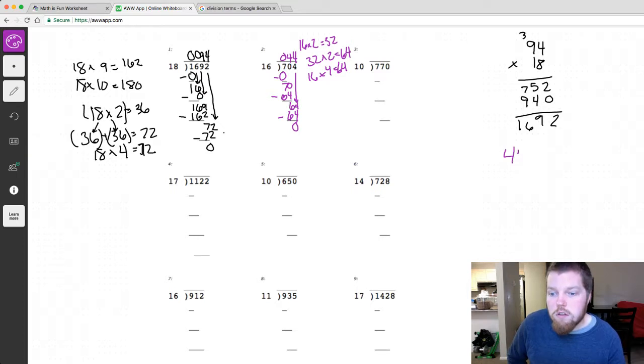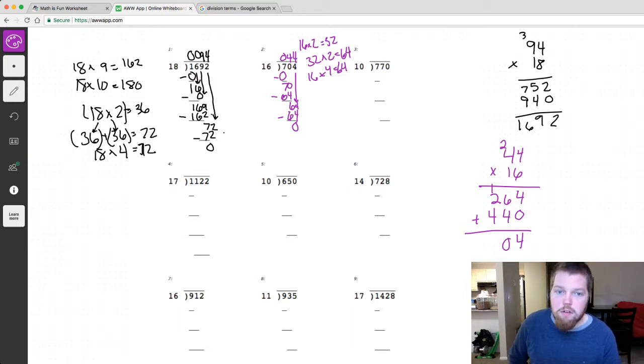Now the check: 44 times 16. 6 times 4 is 24. Carry the 2. 6 times 4 is 24, plus 2 is 26. Put our 0 for our placeholder. 1 times 4 is 4, and 1 times 4 is 4. Do our addition. 4, 10, carry the 1, 6, 7. 704. We have the correct answer. Excellent.